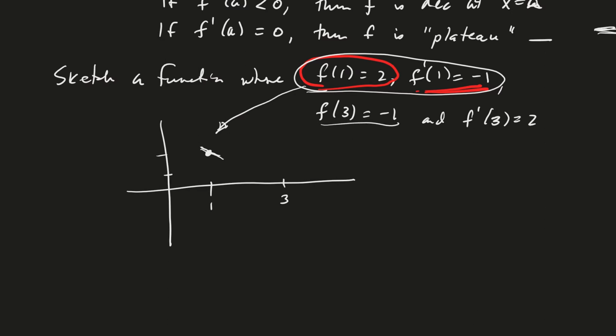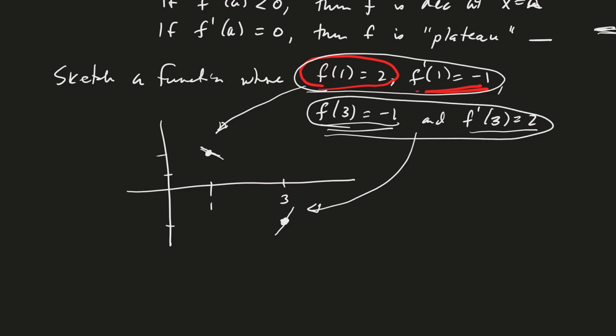Okay, similarly, let's look at these two pieces of information. f of 3 is negative 1, so we're at this point with f prime of 3 equal to 2. And so at this point I want to draw a line with a slope 2. Slope 2 is a little bit steeper than a 45-degree angle, right? Is that steep enough? That's steep enough. Okay. And so these two pieces of information are encapsulated in this little picture.